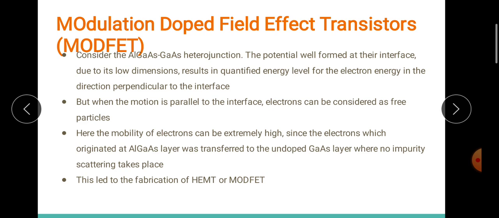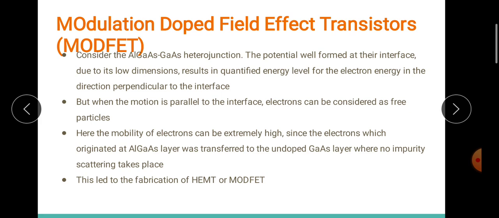So here, in the case of MODFET or even in the case of HBTs, we shall consider a very conventional example, the aluminum gallium arsenide and gallium arsenide interface. So we have seen that a potential well for electrons is formed at the aluminum gallium arsenide and gallium arsenide heterojunction, which is in fact due to their reduced dimension. And this in fact resulted in quantified energy levels for the electron energy, right?